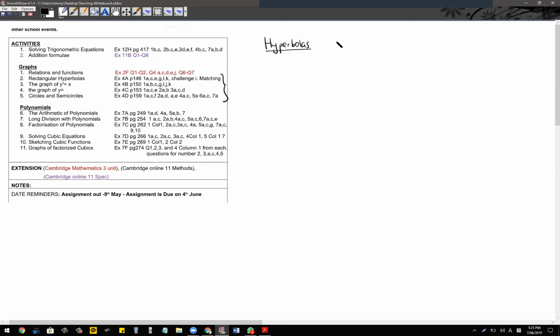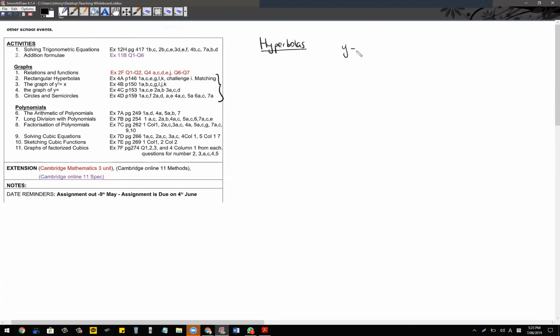Let's start with hyperbolas. So hyperbolas have this sort of equation: y equals a over x minus h, plus k. The simplest form is when a equals 1, h equals 0, and k equals 0. And that gives you y equals 1 over x. And this is the simplest type. This and this. Okay?